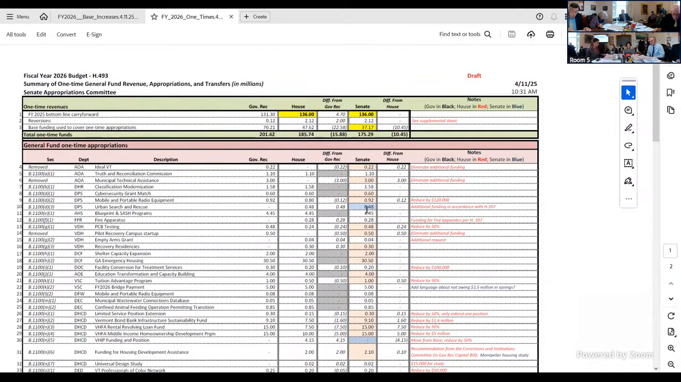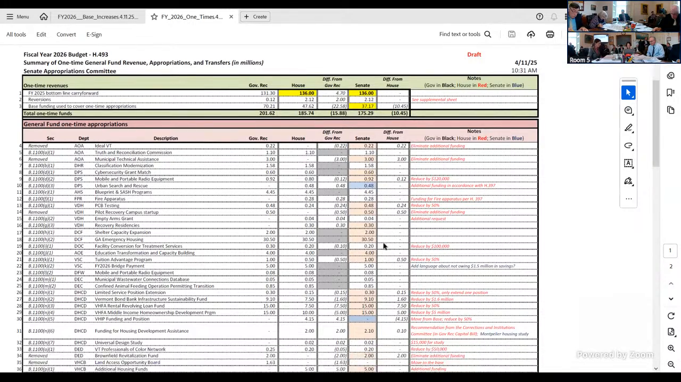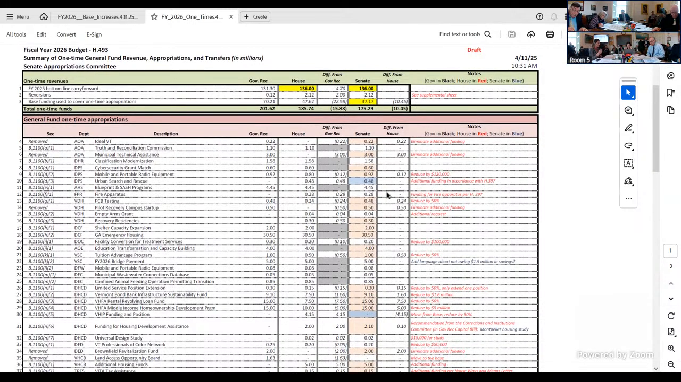The blue sections were ones that were flagged as possibly being moved to the base. So the first one is the urban search and rescue funds. I know there had been some discussion about whether or not that should be in the base or not. So we've highlighted it in blue just to flag it for everybody. And then the same thing if we go down to VHIP.